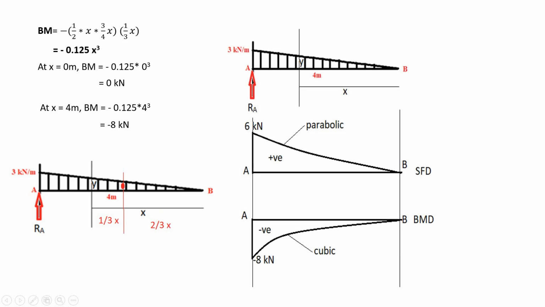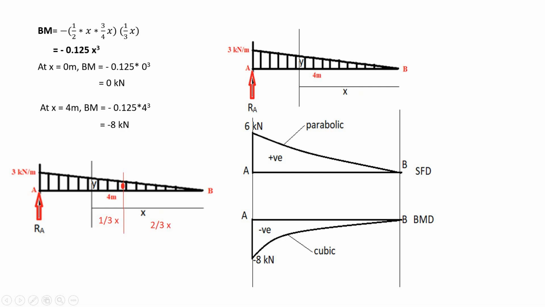So this is the question. First we will draw this, and below that we will draw the shear force diagram. For shear force, we can see that at point B it was 0, and at point A it was plus 6 kilonewton. So it will always be drawn above the axis AB line. We will fix the point here, and join this 6 kilonewton and 0 with a parabolic curve. This will be the positive shear force diagram.